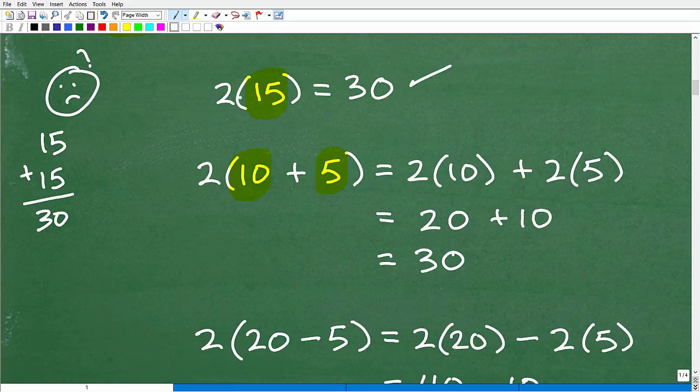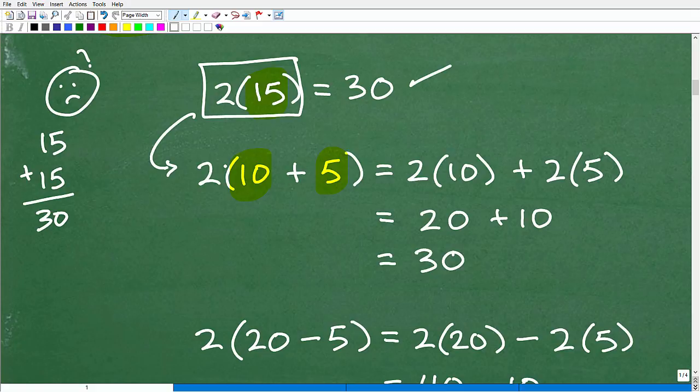So we're going to express this problem, 2 times 15, this way. We're going to write this as 2 times (10 plus 5), which of course is 15. Now remember, when you're doing order of operations, we have to do what's inside the parentheses first, and then we can start working on the outside of the parentheses. So 10 plus 5 is 15. So this problem is equivalent. All right, so hopefully everyone sees that.